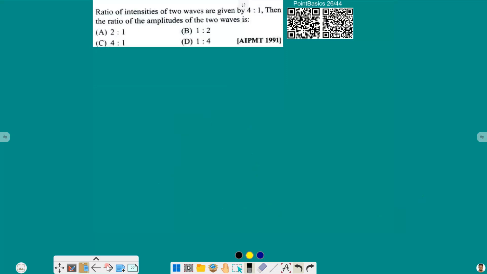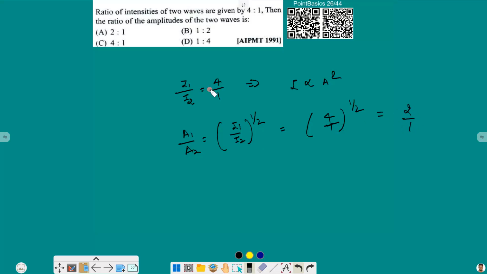For the next one, ratio of intensities of the two waves is given by 4:1. Then the ratio of the amplitudes of the two waves we have to find out. So we know here we have I1 by I2 is equal to 4:1. So we know that intensity is proportional to amplitude square. So we can write that A1 by A2 will be equal to under root of I1 by I2, or I1 by I2 raised to power half, and that is 4:1 raised to power half, and that will be 2:1. That is option A for us.